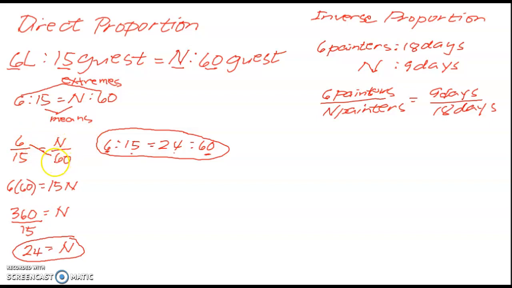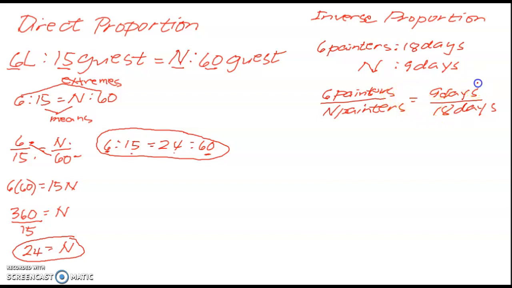Juice, guessed. As you can see, this is the 6 here is juice. This is guessed. Liters of juice, then guessed. And for this one, painters, days, days. Kasi inverse proportion siya. And then we can cross multiply if we are going to use in this equation method.